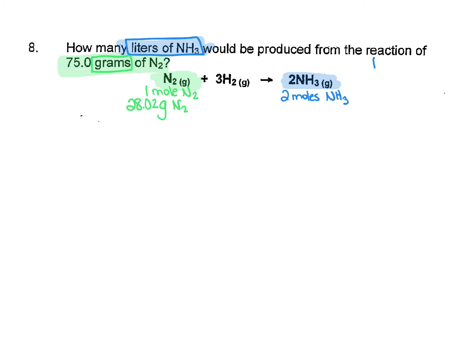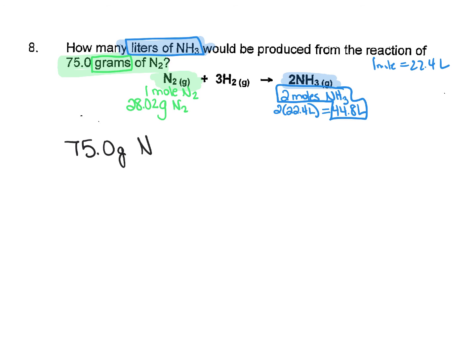Well, 1 mole is 22.4 liters. So 2 times 22.4 liters, since we need 2 moles, would be 44.8 liters. So our information that we know is here. So if we set up our problem, we put what we're given on the top, grams of N2. We put what we want to find, liters of NH3, on the bottom.